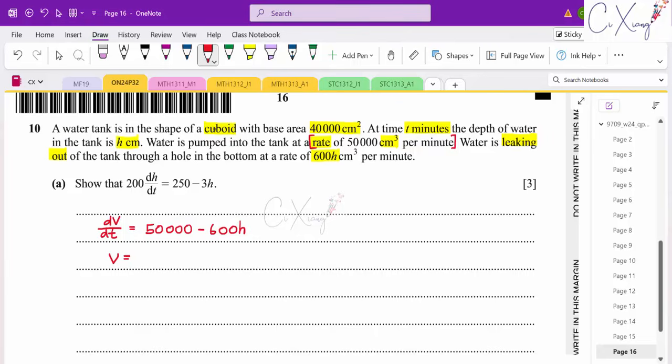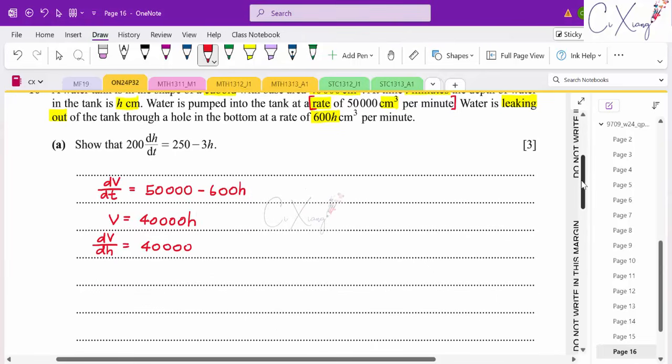So maybe now we think about the volume formula for a cuboid first. So the volume formula for a cuboid is the base area multiplied with the height. Base area is given 40,000 multiplied with the height. So the height is h. Yeah, so I can find out dV/dh from here, the differentiation. So you should be having 40,000. I'm having dV/dt now. I'm having dV/dh now. So I can use the chain rule to form dh/dt.